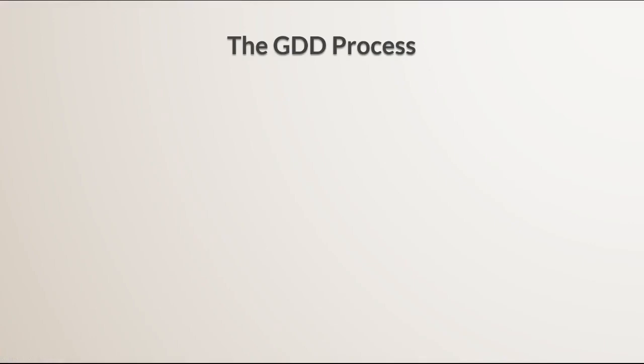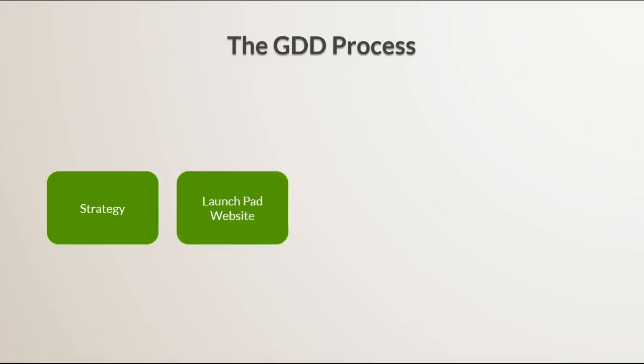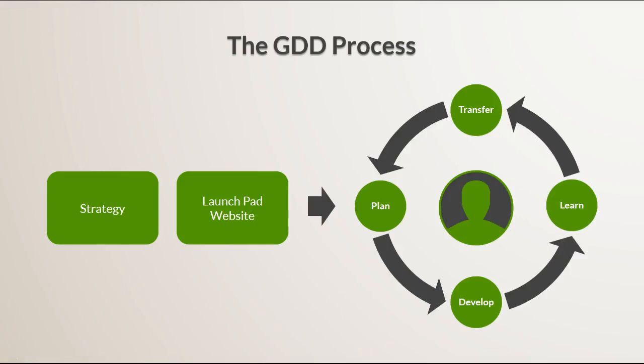The process for growth-driven website design begins with building a well-planned strategy, and from there you develop out a Launchpad website. The Launchpad site is just your starting point. It's not perfect, but it's something that you can build from and improve upon, and it can be either your current website or a newly launched site. The growth-driven design process is cyclical and ongoing.